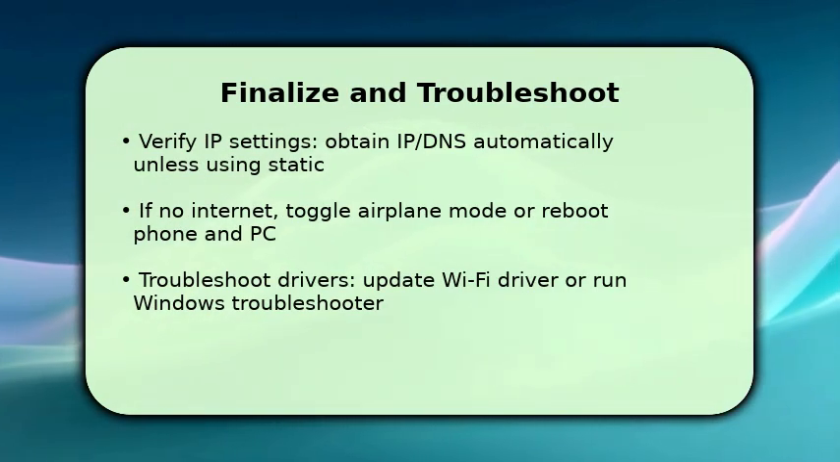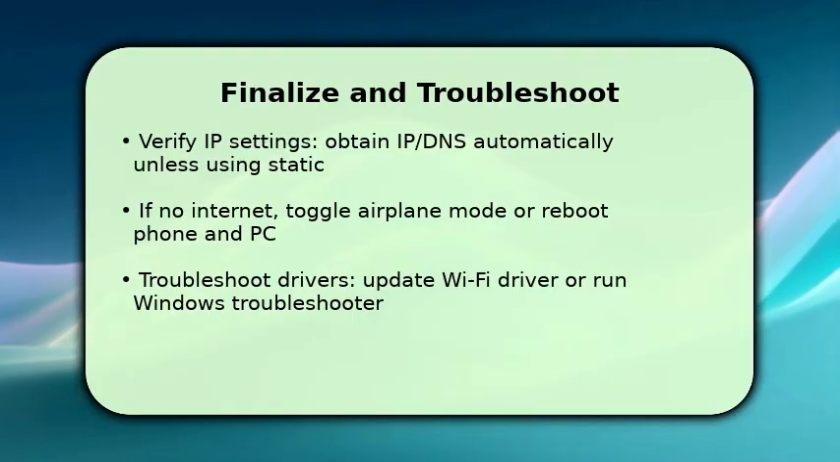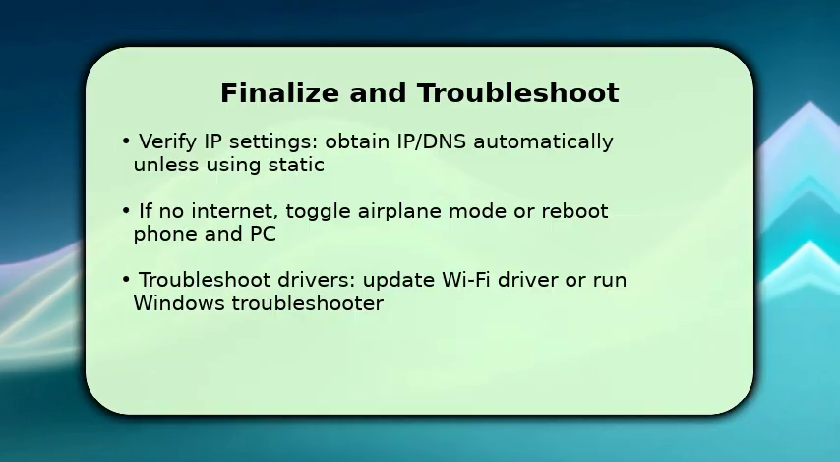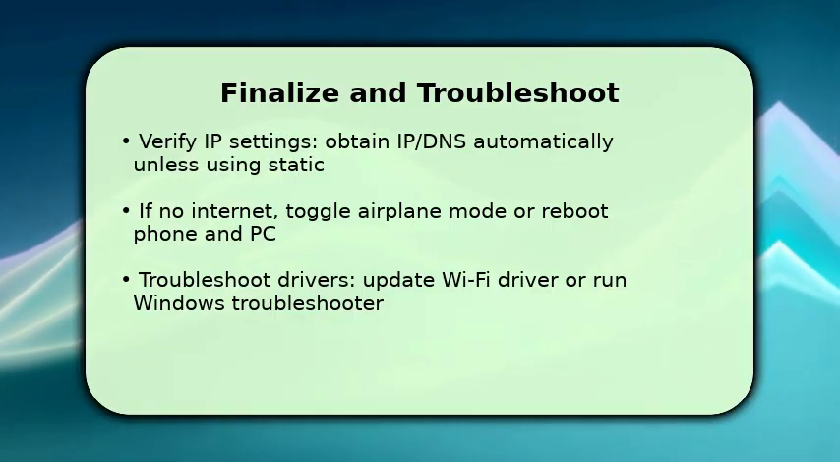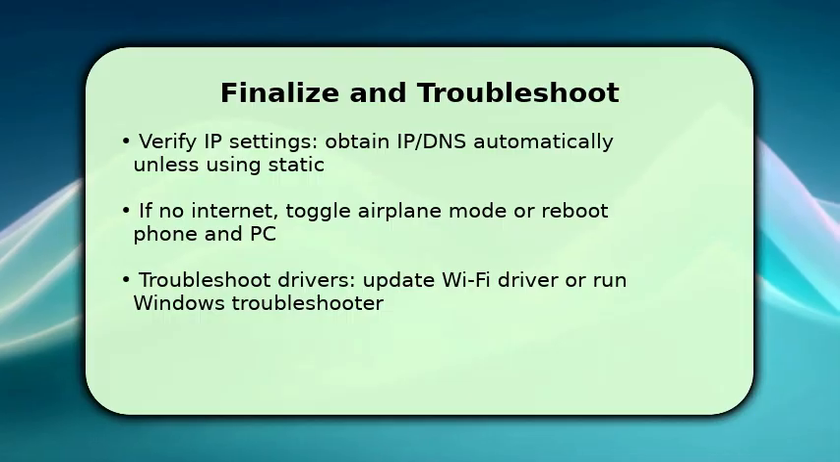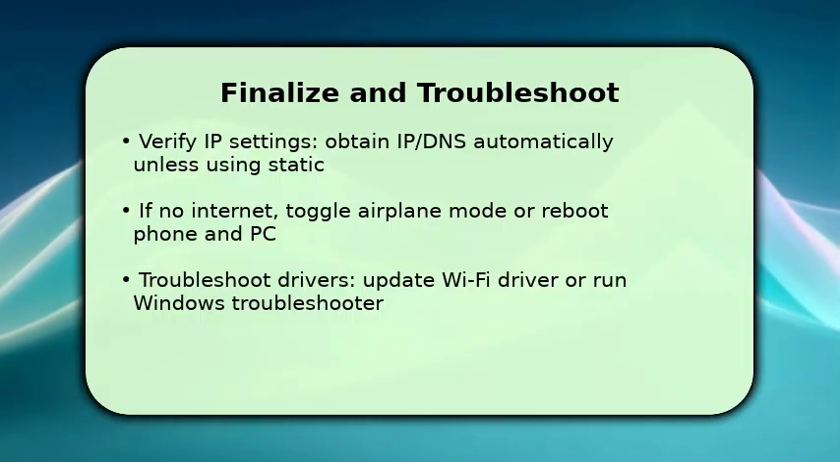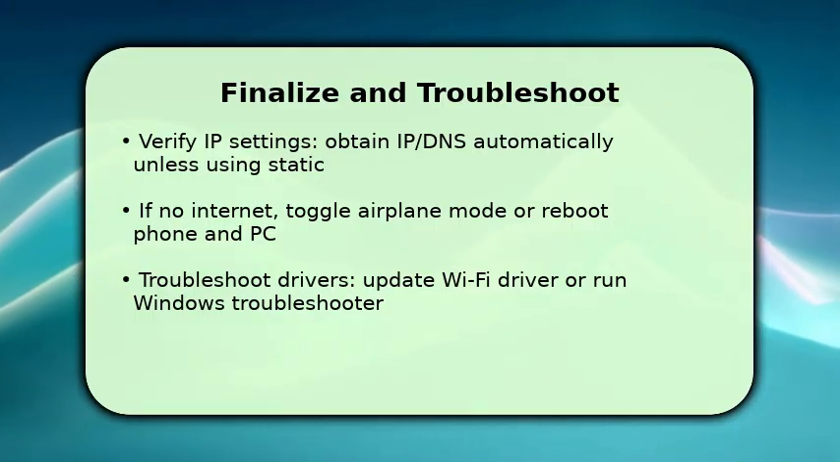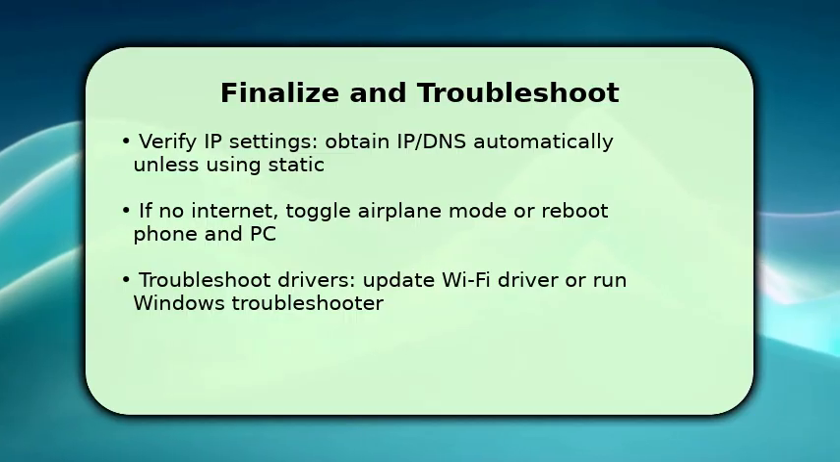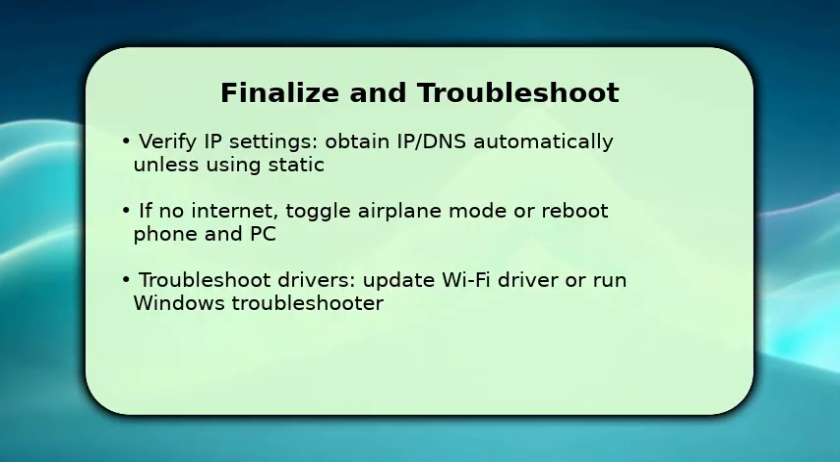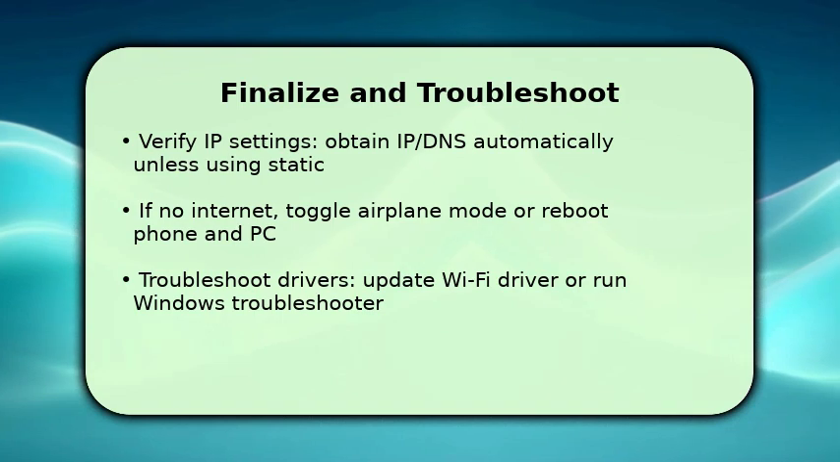If assignments fail, check IP settings and ensure Obtain an IP address and DNS automatically is selected, unless you intentionally use a static address. If the connection shows limited or no internet, toggle the phone's hotspot off and on, or reboot both devices. This clears temporary routing conflicts. If problems persist, update the PC's Wi-Fi driver or run the Windows 7 Network Troubleshooter to identify driver, adapter, or authentication issues, and then retry the connection.